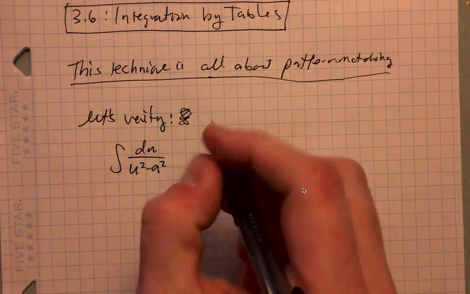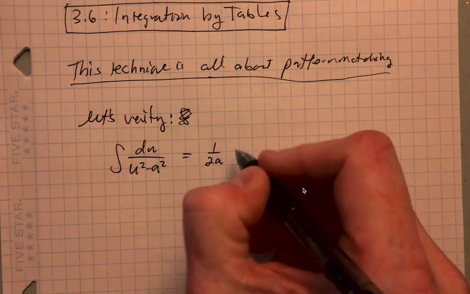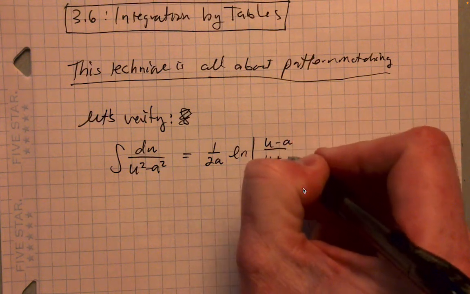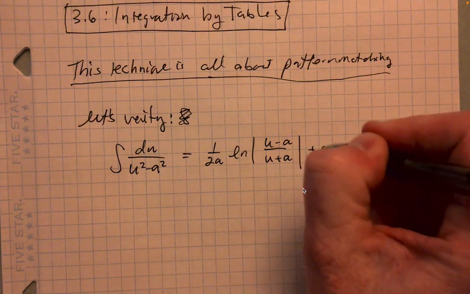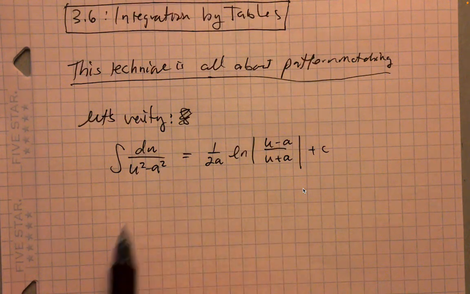When you have an integral of that form, it's equal to 1 over 2a times the natural log of the absolute value of u minus a over u plus a. Okay, so that's the form. Again, the point of integration tables is so that you don't have to figure out every integral from scratch. You can build on the work that others have done previously. But let's take a look at an example of what's behind an integration formula.